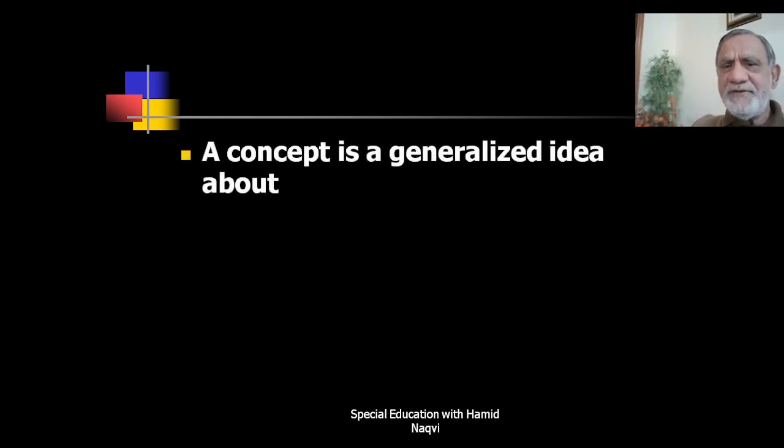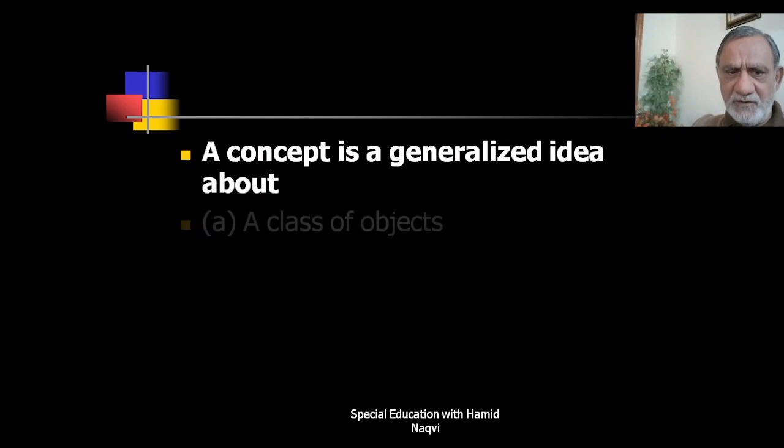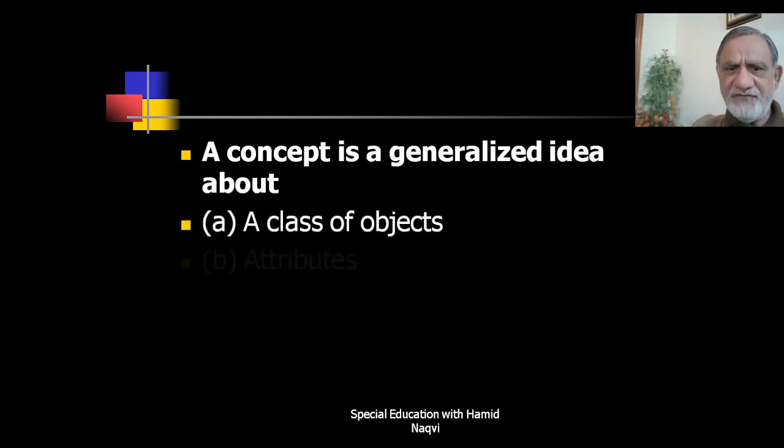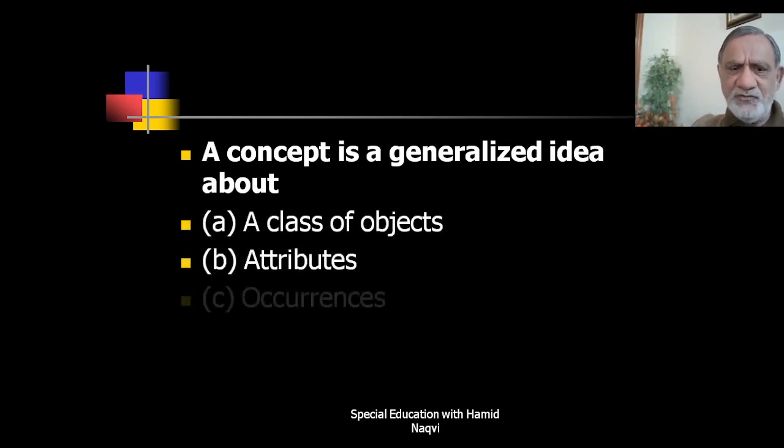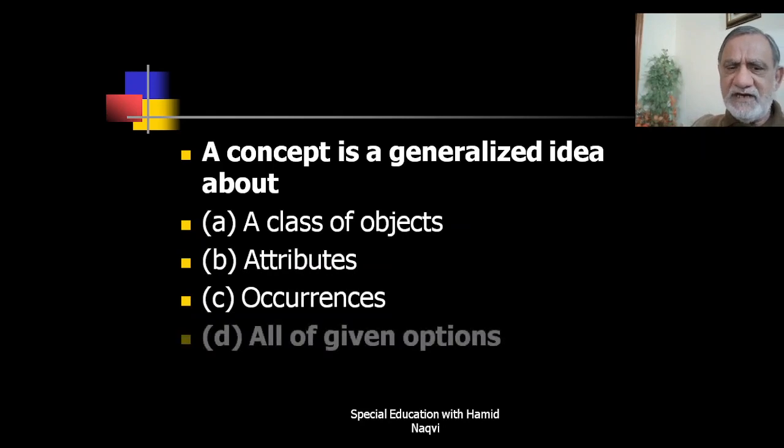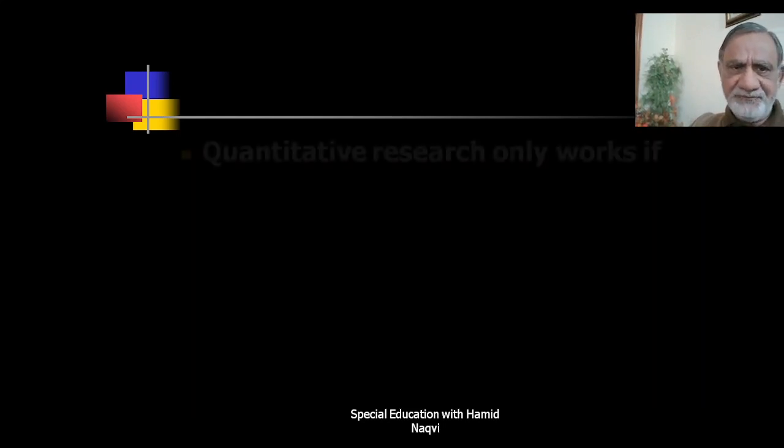A concept is a generalized idea about what? A class of objects, attributes, occurrences, or all of the above options. The correct answer is all of the above three options, that is, a class of objects, attributes, and occurrences.